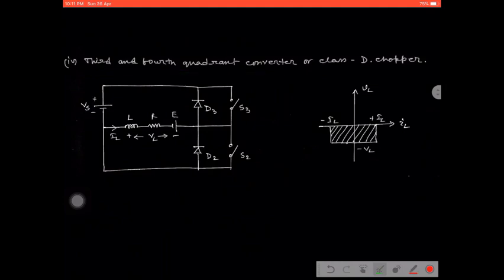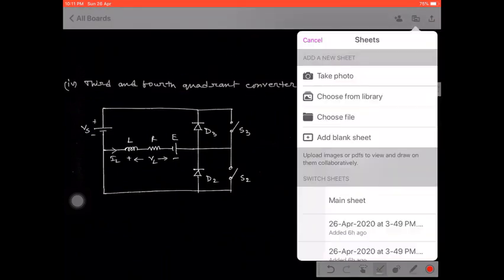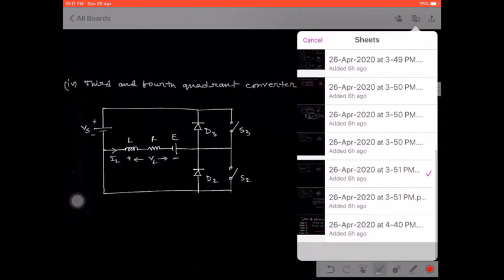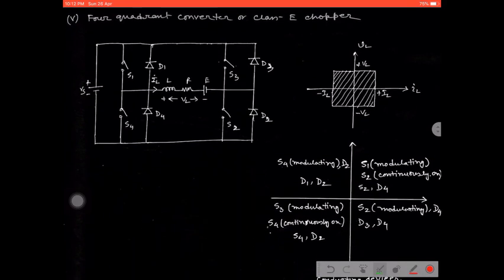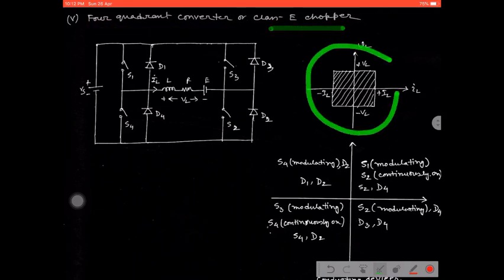Understand? Okay. Now the very interesting part, the final circuit for the class E chopper. I am just going to show this sheet. That is the class E chopper. I think it's very simple operation, as you know the all quadrant operation during class A, B, C and D is superimposed in this particular diagram, which is defined as the 4-quadrant converter or class E chopper, which will cover the 4 quadrants.